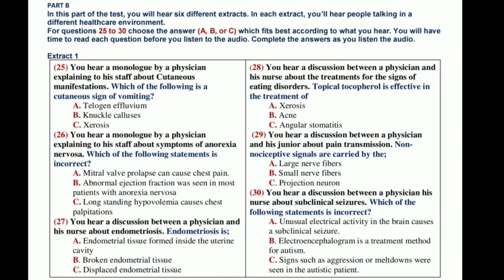Question 27. You hear a discussion between a physician and his nurse about endometriosis. Now read the question.